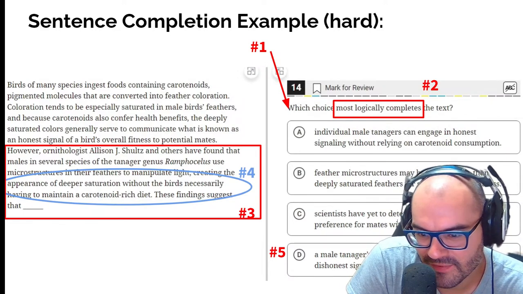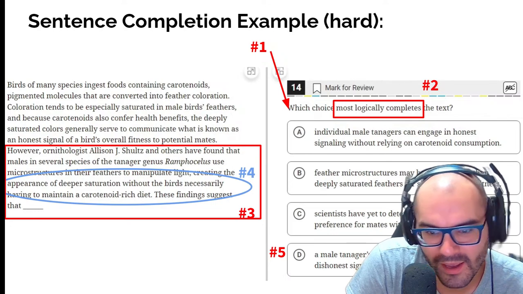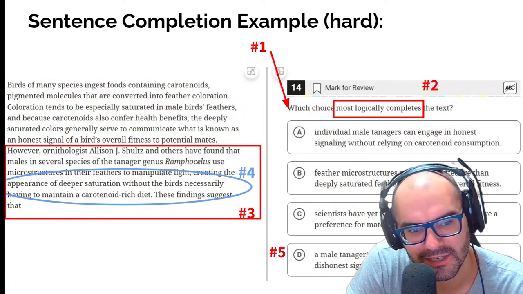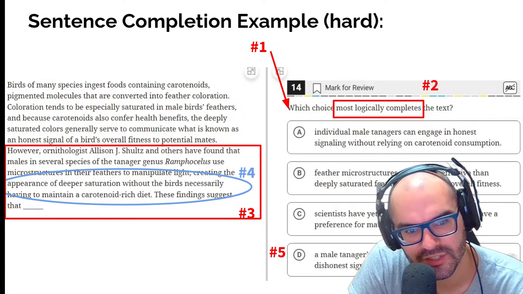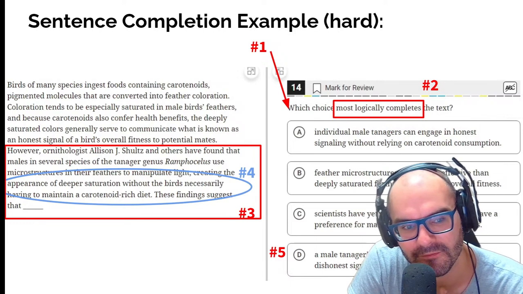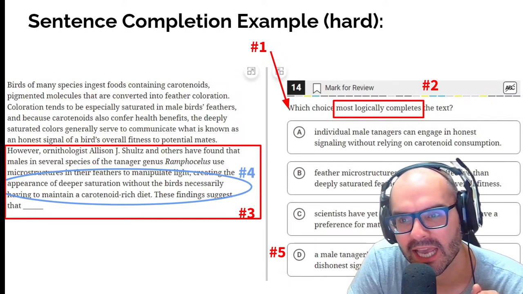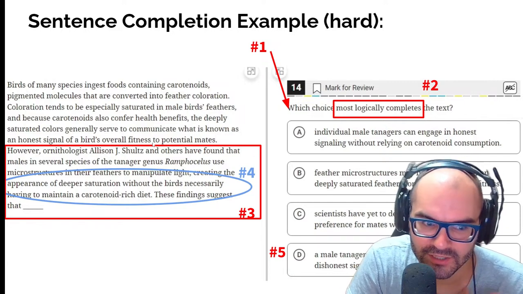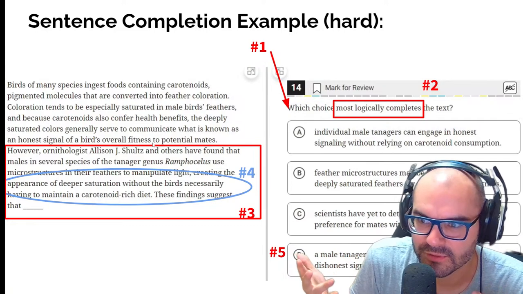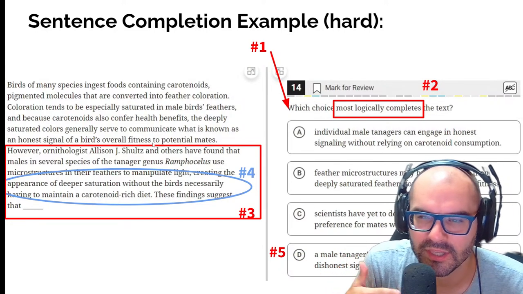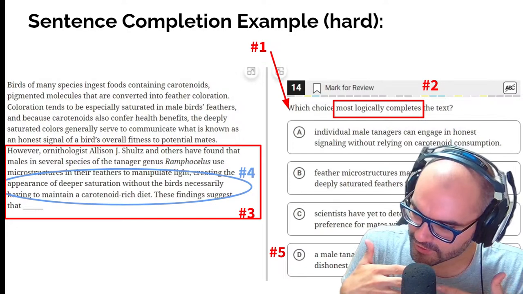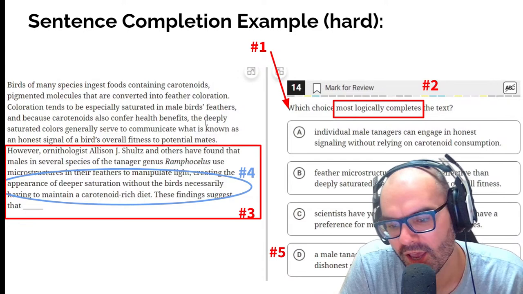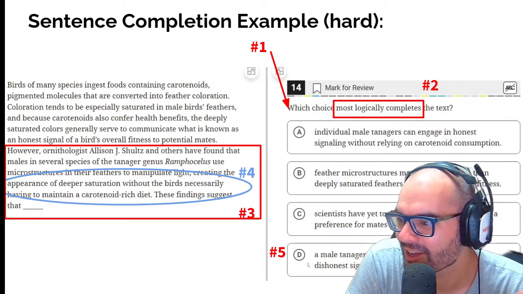C, scientists have yet to determine why they have a preference. That's irrelevant here, actually. They understand that that is a tendency. They're not investigating why. They're investigating how they get that color. That's what they're looking for. So they started out by talking about the birds' diets and that that's usually where it comes from. So I don't think they were looking at why there's a preference for the colors. It's just that they have colors and sometimes they produce them in different ways. So the last option, I think, is the best.